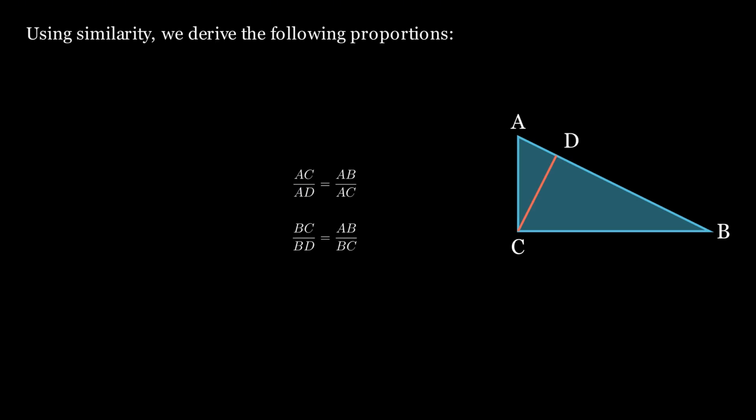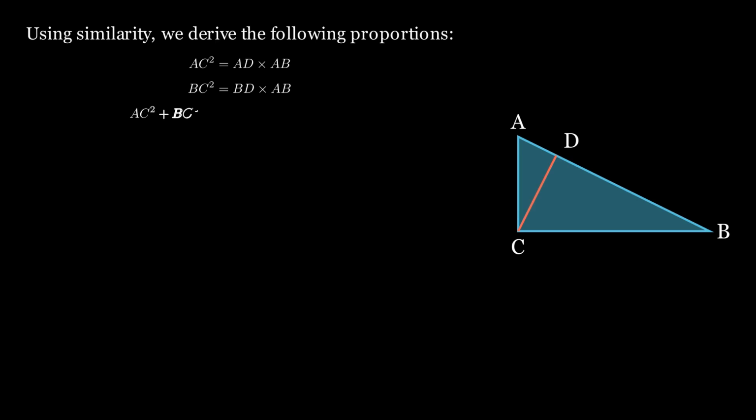From similarity, we derive the square of AC equals AD multiplied by AB. The square of BC equals BD multiplied by AB. Adding both equations and factoring out AB, we get the sum of the squares of AC and BC equals AB multiplied by the sum of AD and BD.